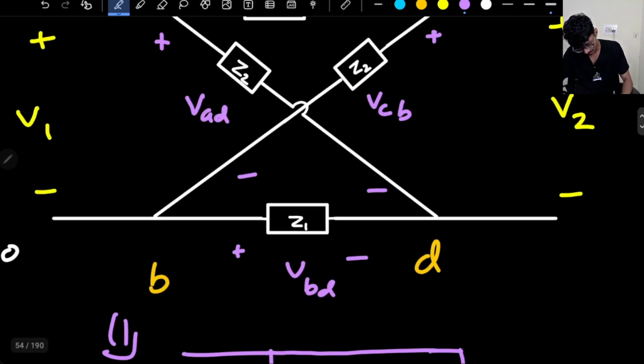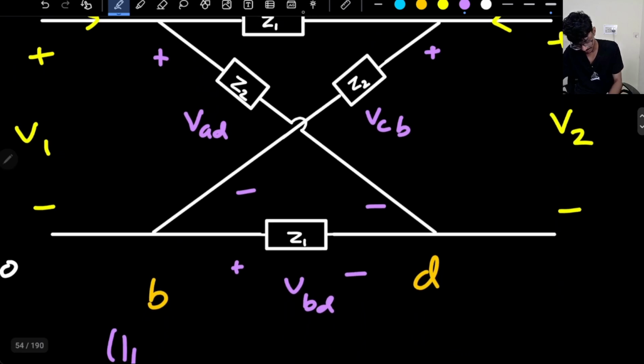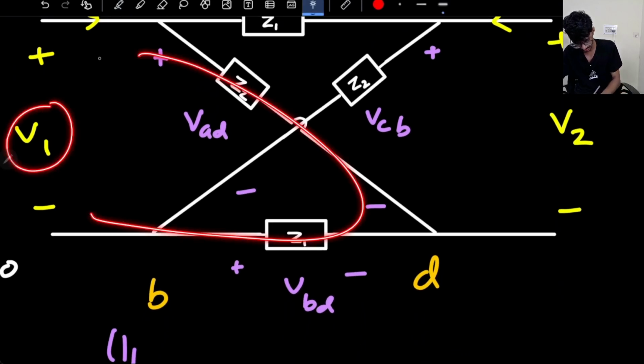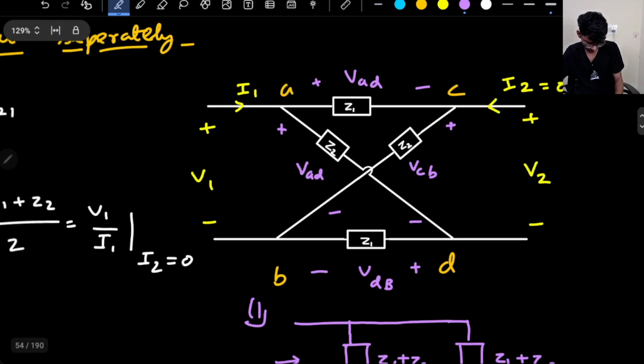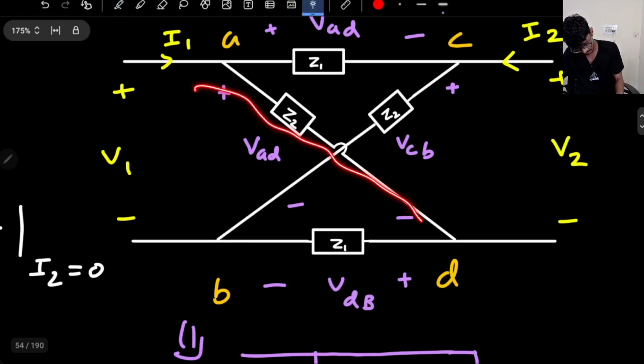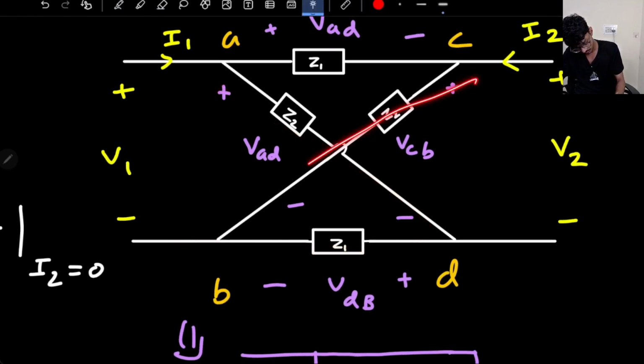Let me mark this separately because current is flowing like this. Because V1 is activated, current will flow like this. Let me mark the positive terminal on the right hand side, plus minus VDB, and current will flow like this. Anyway, that works, that's fine.